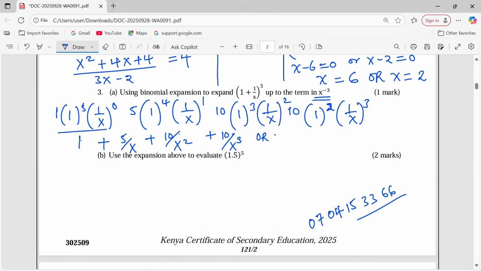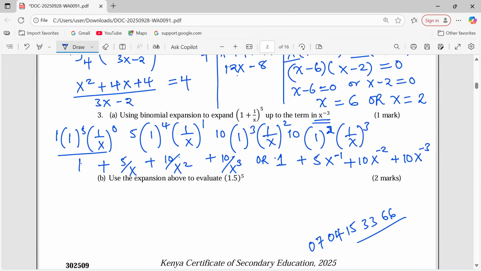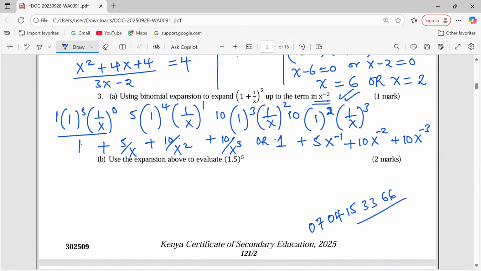Remember, we are still having the power of x, because when you take 1, then you add 5, x can take a power of -1, because it can go to the numerator, then the power changes to a negative according to indices. Plus 10 x power -2 plus 10 x power -3. So we can have the expression like that so that you may understand. We are in the fourth term where the power of x is -3.